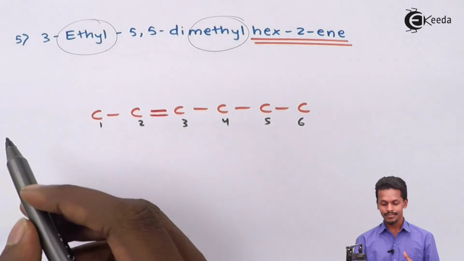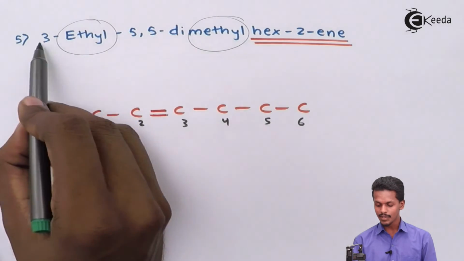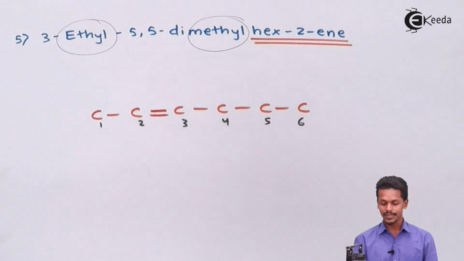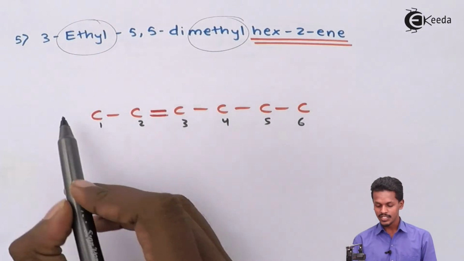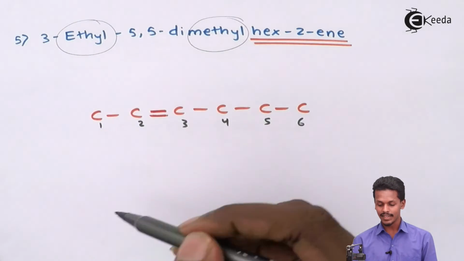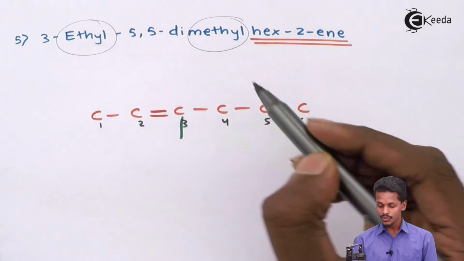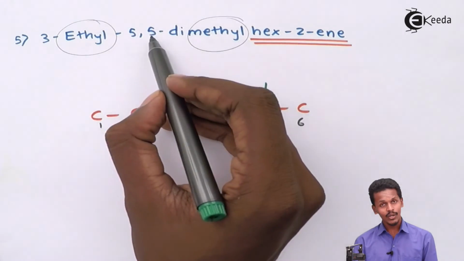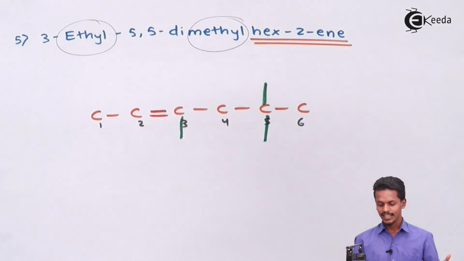The first thing that we have to do is see where the branching starts. These numbers that are indicated before the alkyl groups are basically indicating the branching on the parent chain. So this is the parent chain that we have, and this 3 indicates that the branching is on the 3rd carbon atom, on the 5th also, and again on the 5th. And let us consider what is attached at that carbon atom.